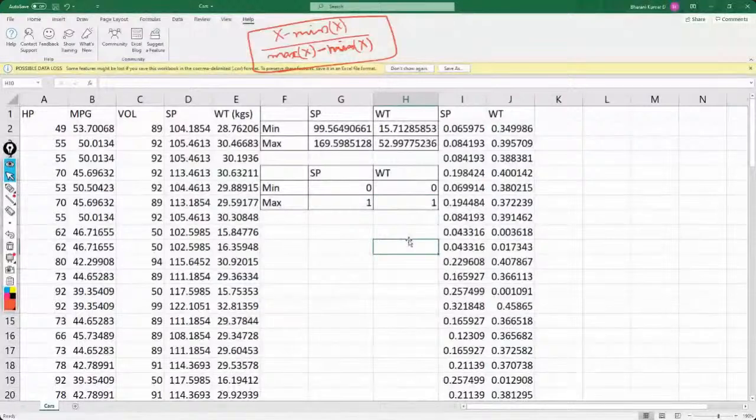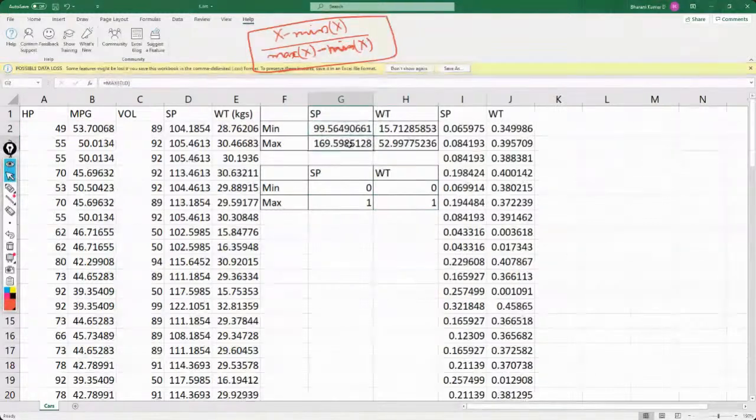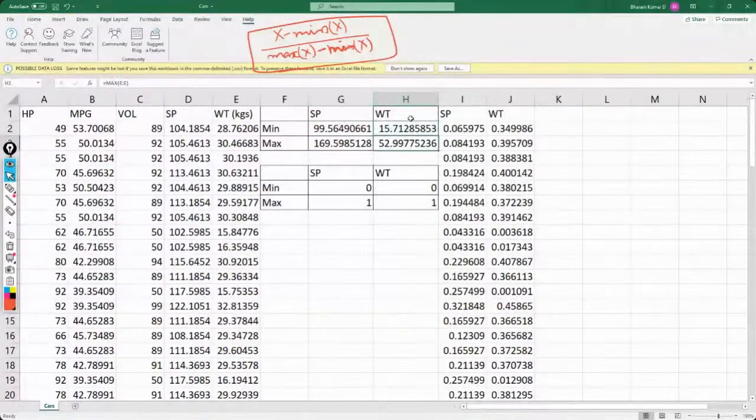That's it. It is pretty simple, pretty straightforward. You have the minimum value and you have the maximum value. And minimum is 0, max is 1. That means no matter what the minimum and max value is for the various columns, when you apply this scaling, you get 0 and 1. Simple.